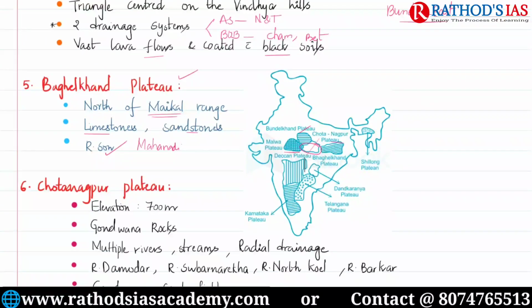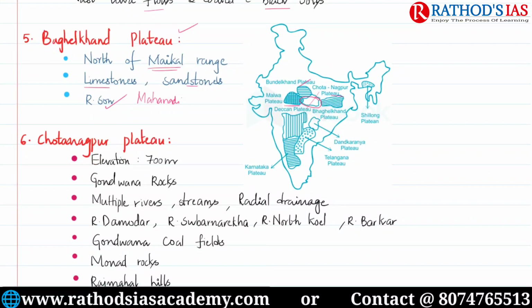Next one is Chota Nagpur Plateau. You will be knowing about this Chota Nagpur Plateau, right? This plateau mainly represents the northeastern projection of the Indian Peninsula, and it is mostly seen in Jharkhand, northern parts of Chhattisgarh as well as West Bengal. And the average elevation of this plateau is about 700 meters above sea level.